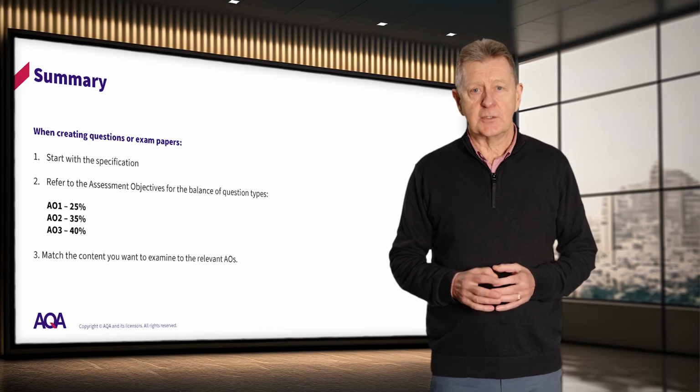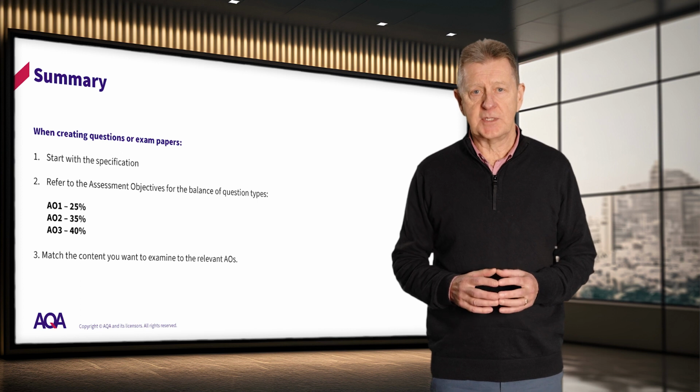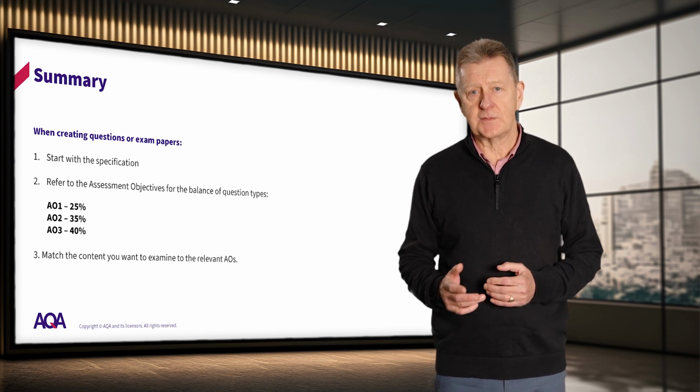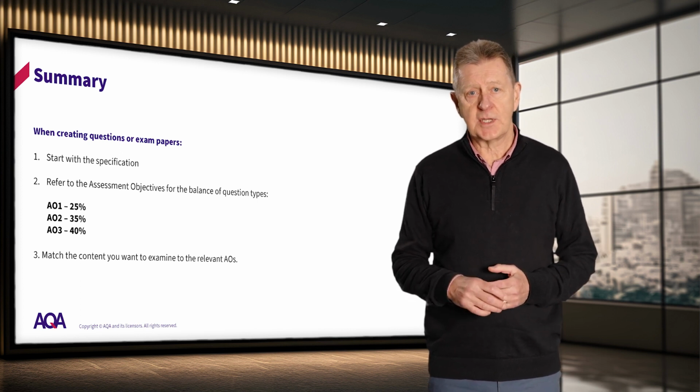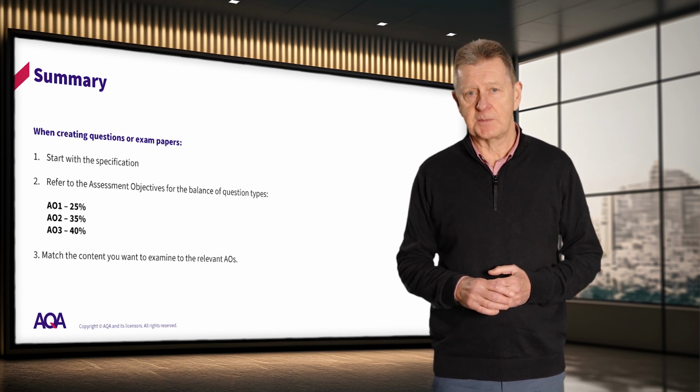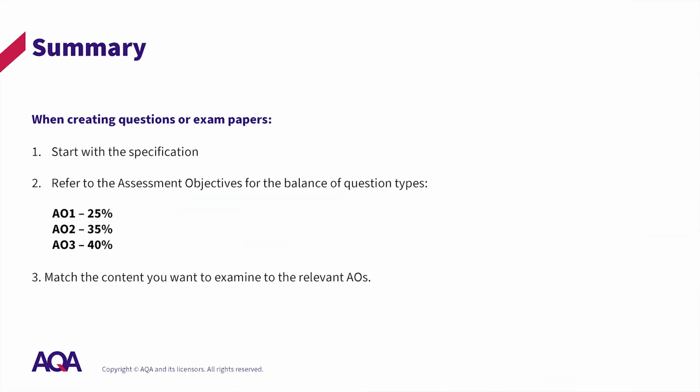To summarise on how to write your own effective exam materials, please start with the specification. Decide on content and use terminology from the specification. Refer to the assessment objectives to balance question types. AO1, 25%, AO2, 35%, and match the content you want to examine to the relevant AOs. Remember, the double entry is usually AO1.